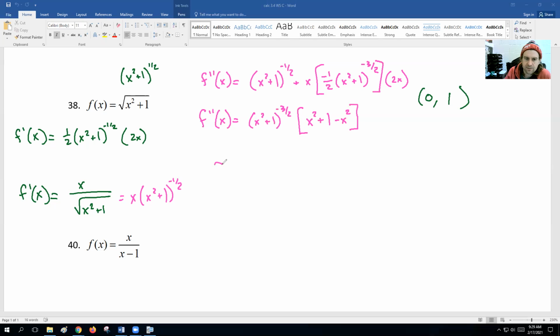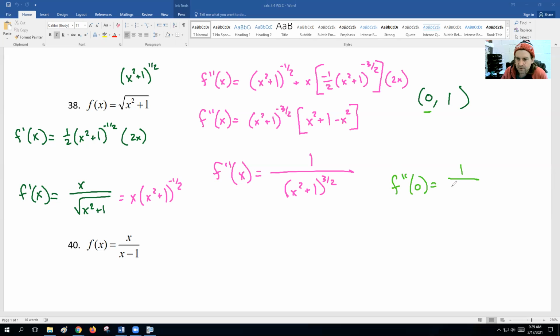Wow, that's kind of nice, because that means the second derivative is, we move this down to the bottom, x squared plus 1 to the 3/2 power, and the top just becomes 1. Oh, that's crazy, it worked out that nicely. So going back to the point (0, 1), if we plug 0 into the second derivative, what is 1 over 0 squared plus 1 to the 3/2 power? Is it positive, negative, or 0? In this case, we'd get 1 divided by 1. That's a positive number, so (0, 1) is a critical point with positive concavity.